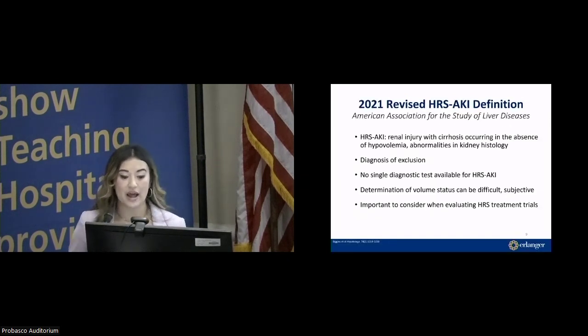In 2021, a revised definition of HRS AKI was proposed, demonstrating that it is a functional form of prerenal AKI. This was important because it highlights the predisposing nature of cirrhosis to renal dysfunction. Of note, this is typically difficult to diagnose, as it is commonly a diagnosis of exclusion.